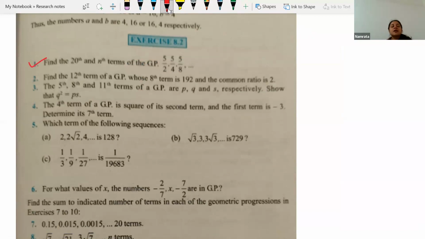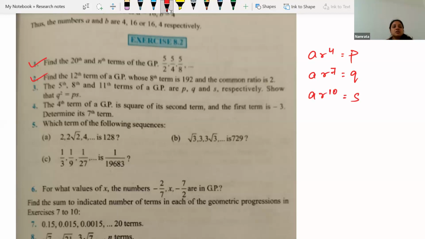Now the next question, find the 12th term of a GP, where the common ratio, this is also something I'm not going to discuss. Let's do the third question, where it says the 5th, 8th and 11th term of a GP are P, Q, S respectively. So the 5th term will be AR to the power 4, right, Lena? Yes, ma'am. That is P. The 8th term will be AR to the power 7. That is Q. And the 11th term will be AR to the power 10. That will be S. Right, Lena?